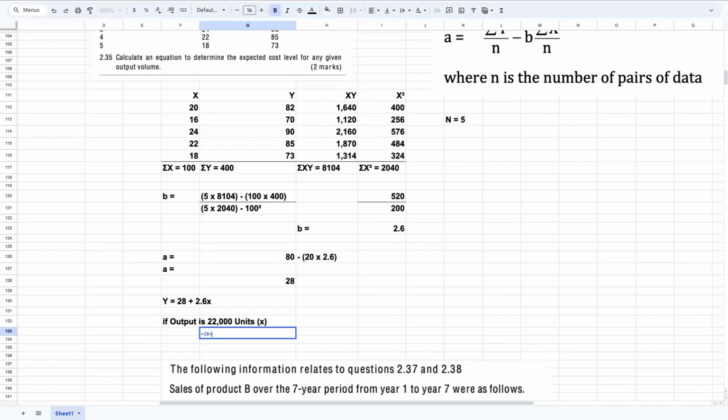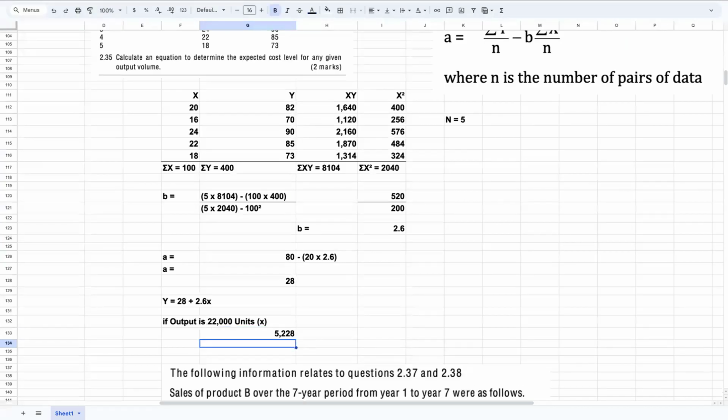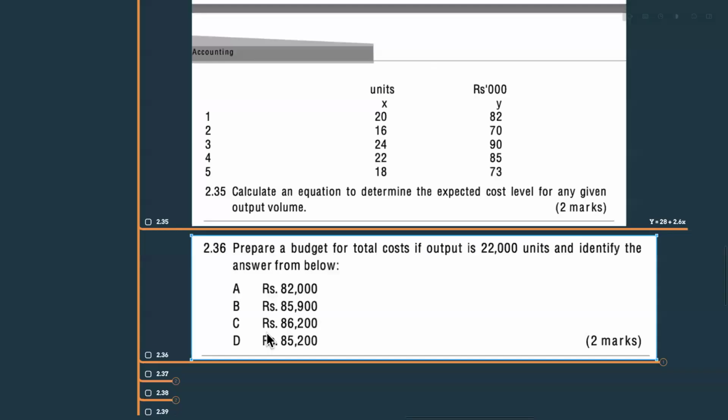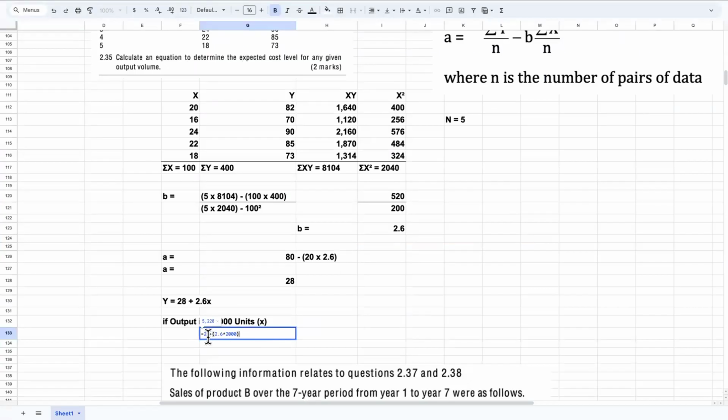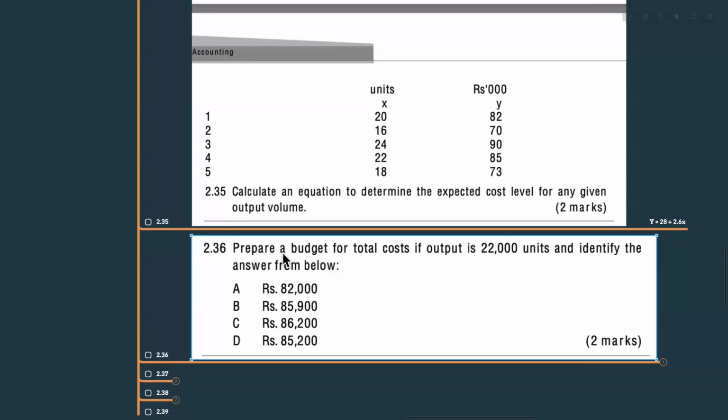So we can replace it in the formula, right? So 28 plus 2.6 into X, for 2000 units. Sorry, 28 means it is 28,000 because it is in rupees 1000. So 33,200 is the budget for the total cost.